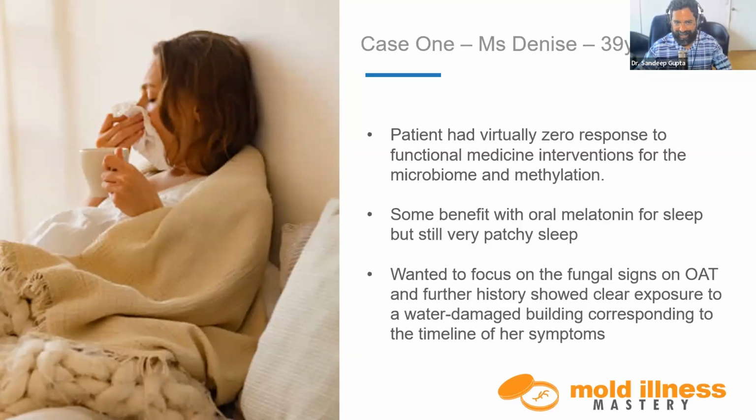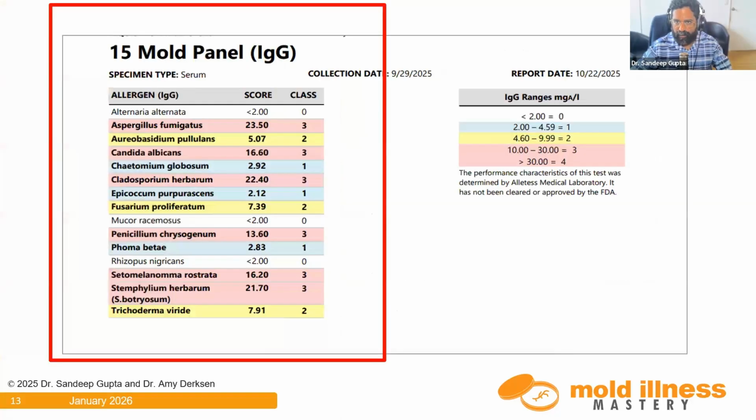But in this case, and in some cases, it can be very clear, like literally they move into a water damage building and boom, the symptoms start. And of course, that's a pretty clear diagnosis at that point. I think you can diagnose it just on the history, really. But I try and get a fairly economical mold panel done. And this one is Altus Labs in the United States.